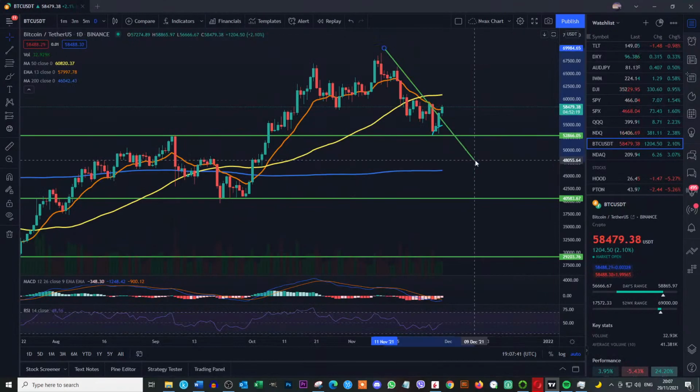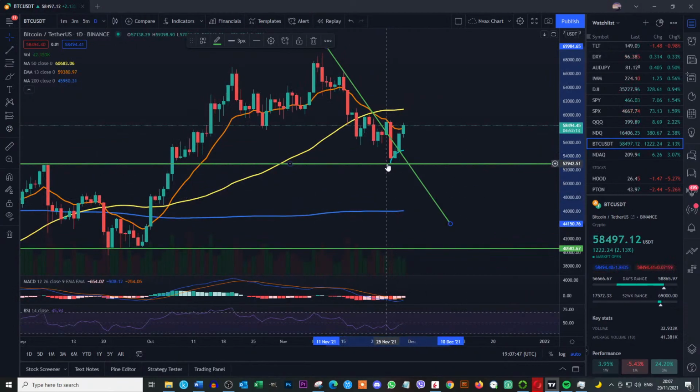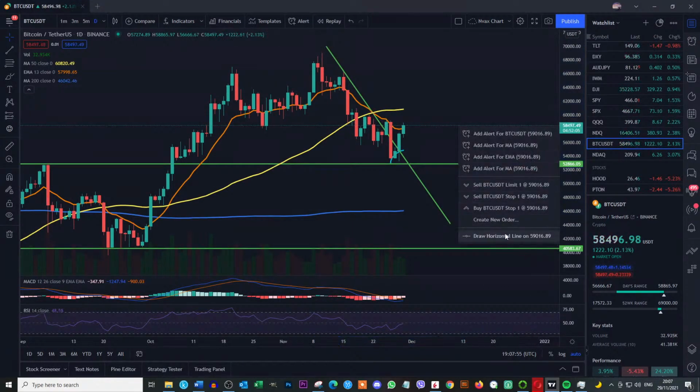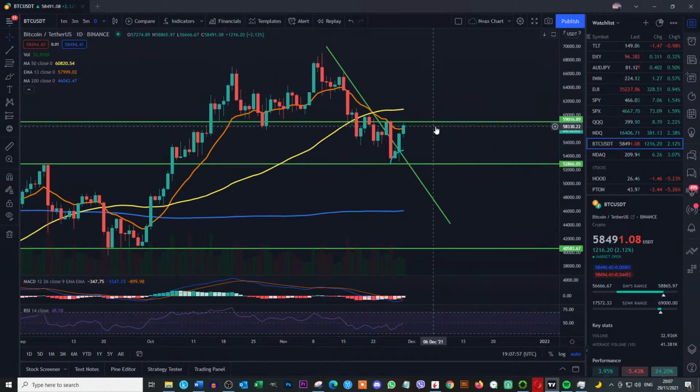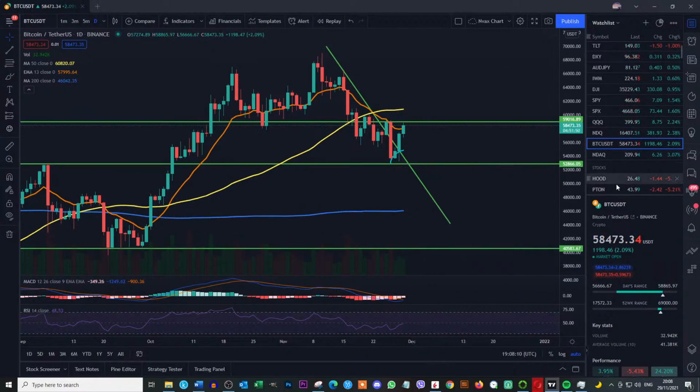Here Bitcoin, you can see that we have broken this downtrend, and here you can see that we've had the support line and we are moving. There was a big move here, and here you can see that we have a new resistance line. We will see if Bitcoin is going to be able to break this line. Other than that, you can see 3 good days.